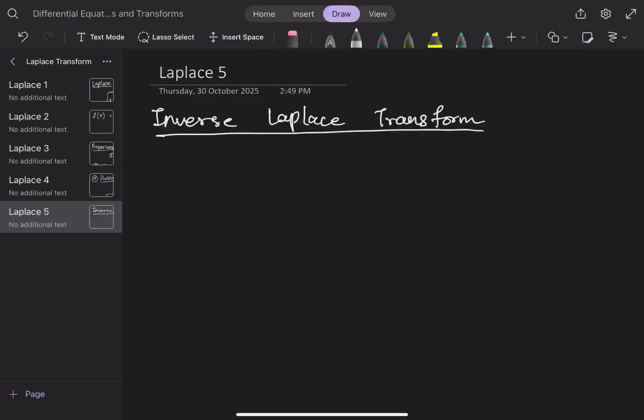Guys, let's continue. So as I told you before, we are starting inverse Laplace transform. So what is inverse Laplace transform? If you have Laplace of f(t) is equal to F(s), then you can write Laplace inverse of F(s) as f(t). This is just a way of writing.